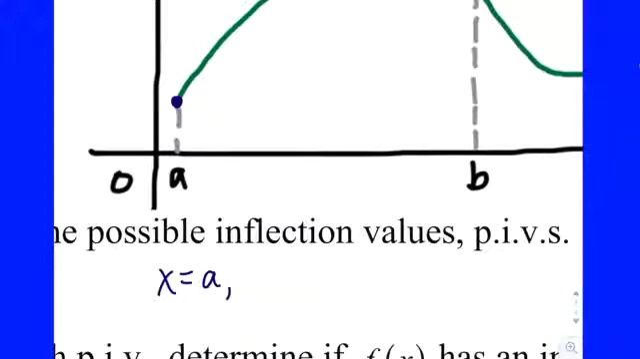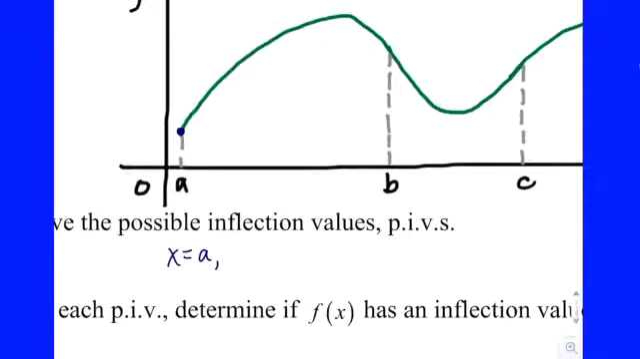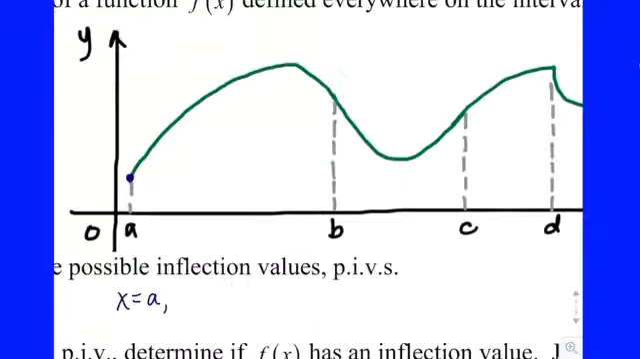But just like a local max or min can occur at an endpoint, neither can an inflection point, right? Because we don't know what the concavity is to the other side. But it is a PIV. So you got to read carefully. Is the question asking you for possible inflection values or just inflection values? All right, what about B?